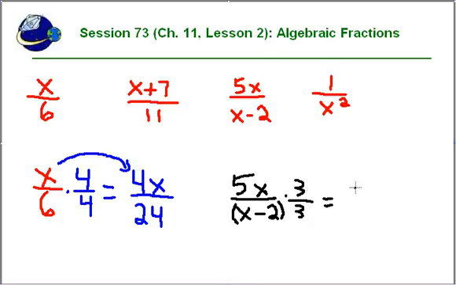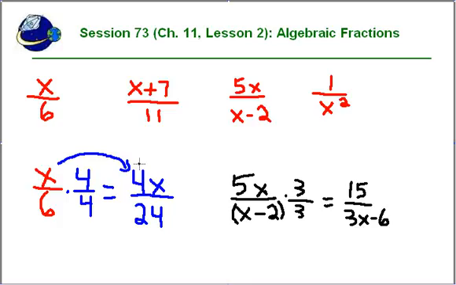5x times 3 is 15x. And then let's use our distributive property here. Let's take our 3 times the x, that'll be 3x. And then 3 times a minus 2 will be a minus 6. So then, 5x over x minus 2 is the same thing as 15x over 3x minus 6.